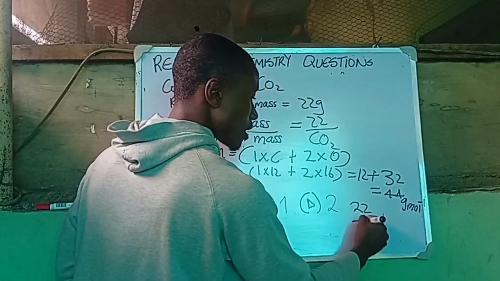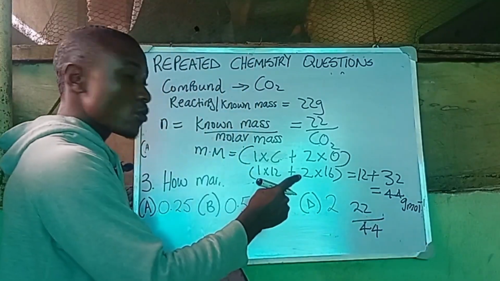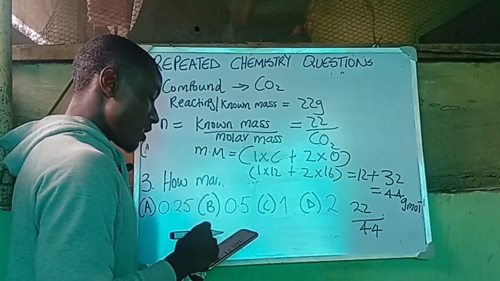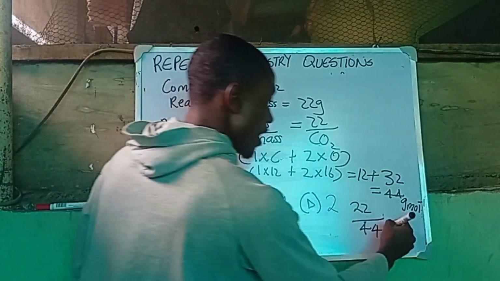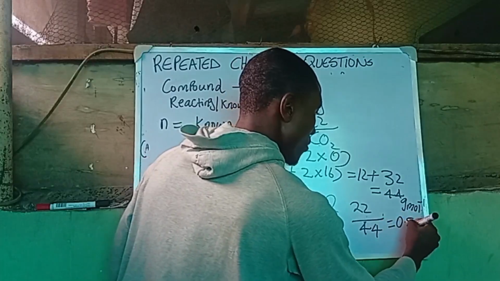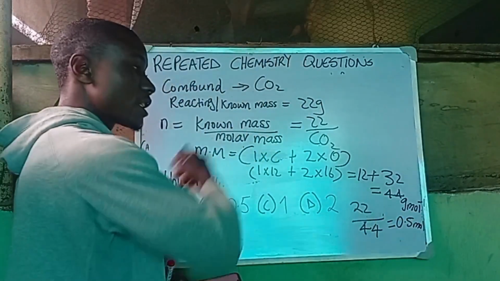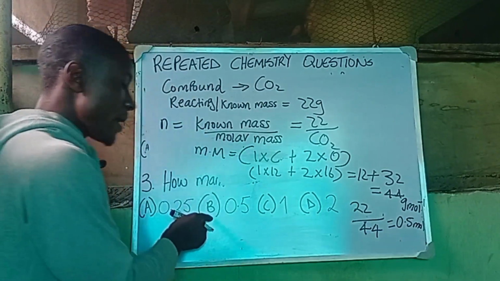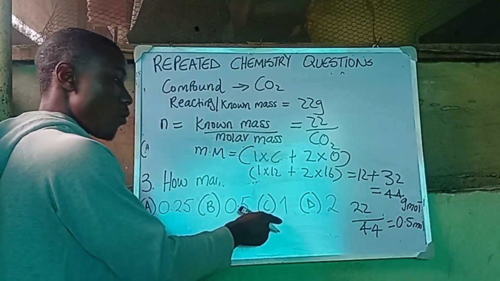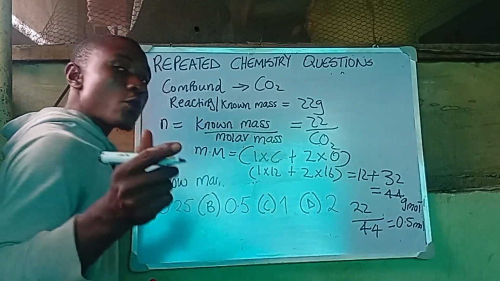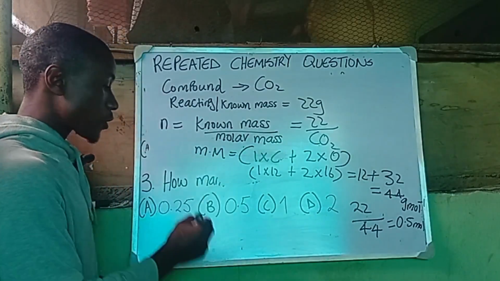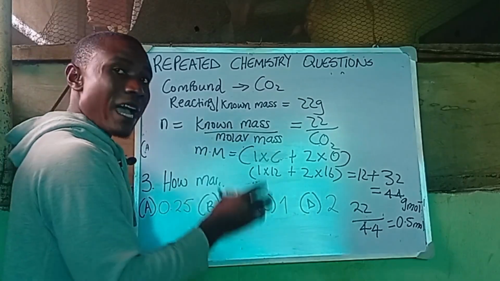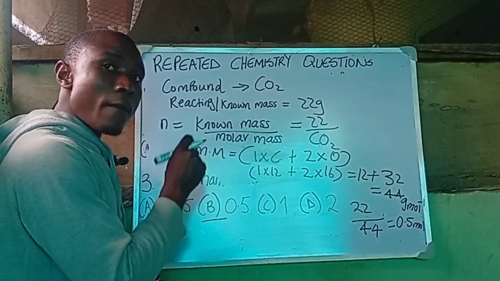So what we are going to have there is 22 over 44. 22 divided by 44, what we have here is 0.5 moles. Let's check our options. We have A, 0.25 moles, B, 0.5 moles, C, 1 mole, and D, 2 moles. So the correct option there is option B, which is 0.5 moles. And that is how you can solve questions based on moles.